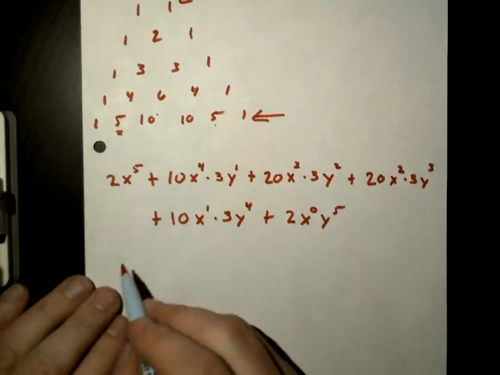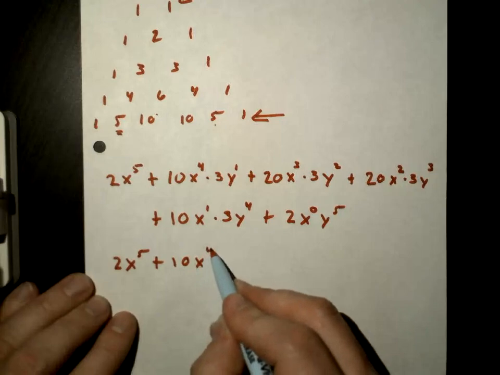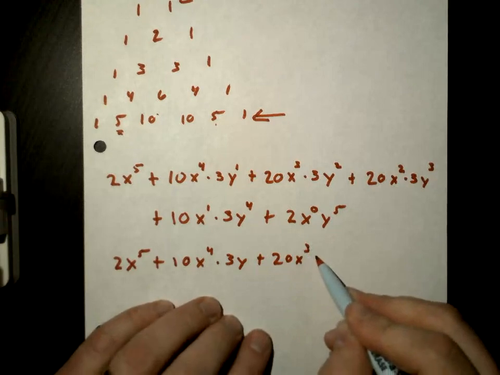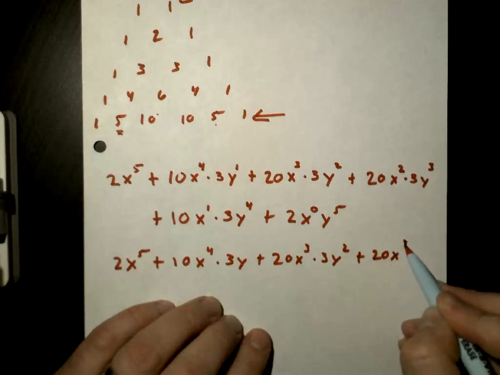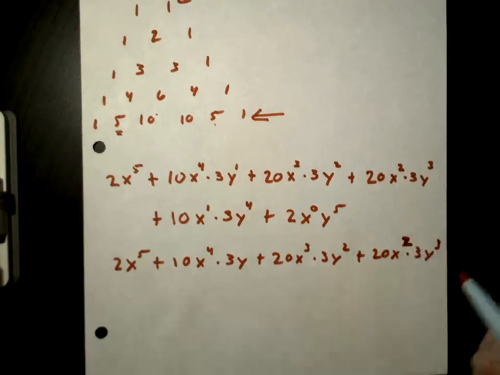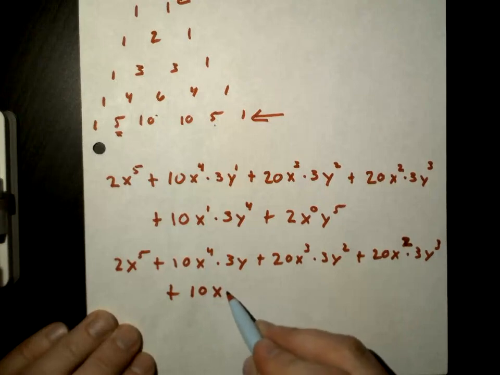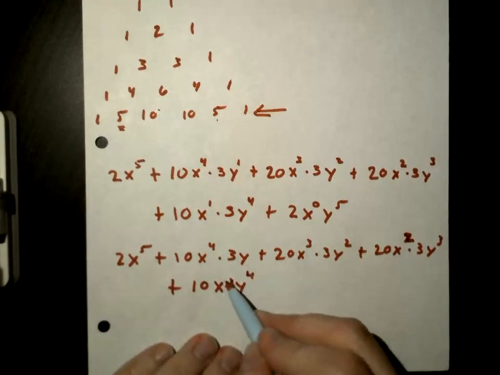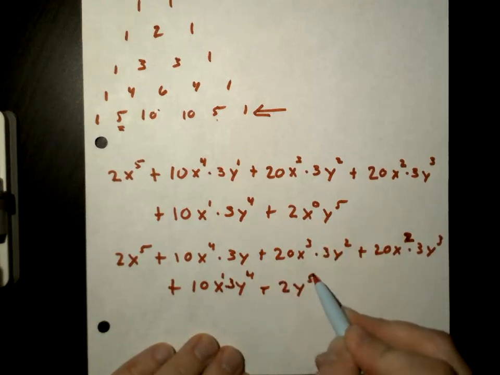So I'm going to clean this up a little bit. So this is 2x to the 5th plus 10x to the 4th times 3y plus 20x to the third times 3y squared plus 20x squared times 3y to the third, plus 10x times 3y to the fourth, look at the exponents, plus, we can kind of ignore this one, so that would be 2y to the fifth.